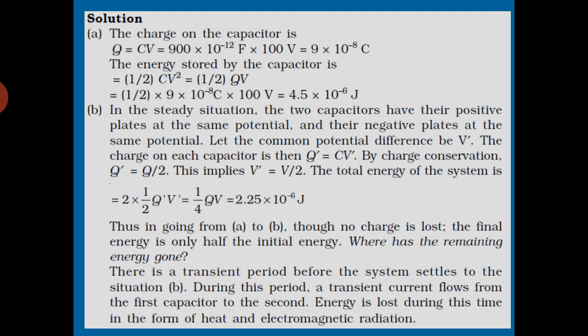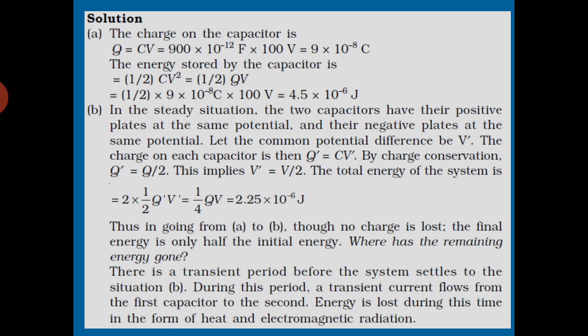Also, you have to find the charge. So, charge on the capacitor is what? Q is given by C into V. C is 900 picofarad. V is 100 volts. So, this gives you Q is equal to 9 into 10 to the power minus 8 coulombs. Then the energy stored by the capacitor, you can calculate from half CV square as well as from half QV, because you have calculated Q also.